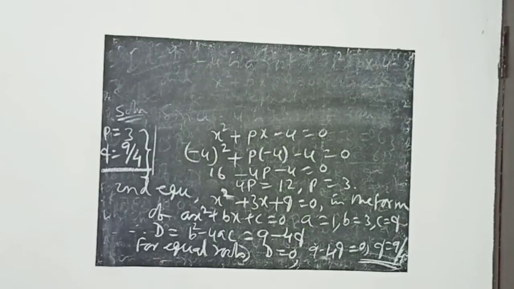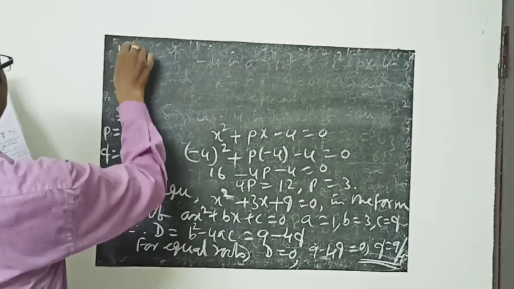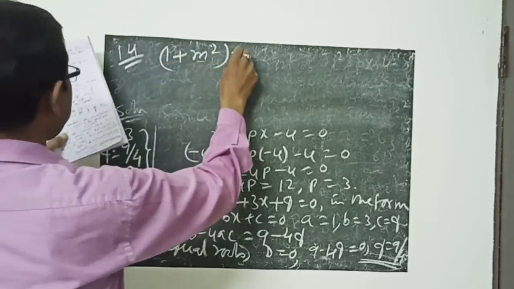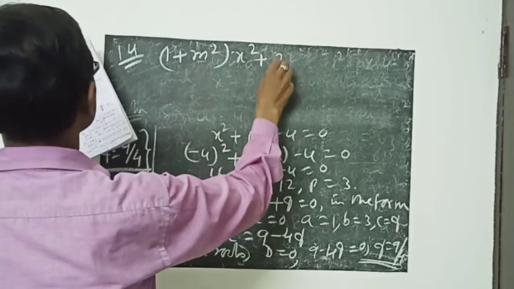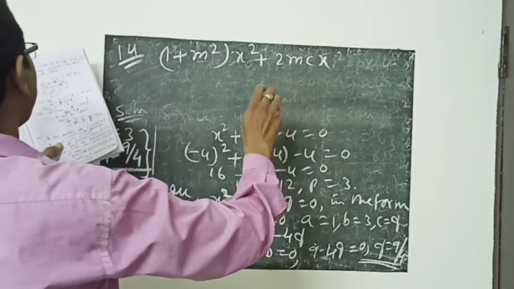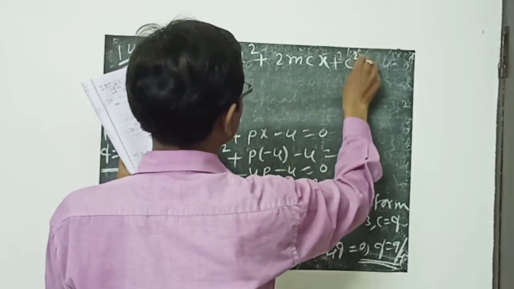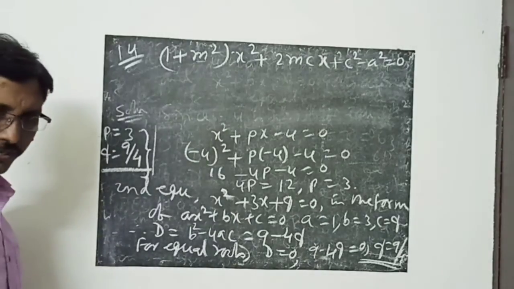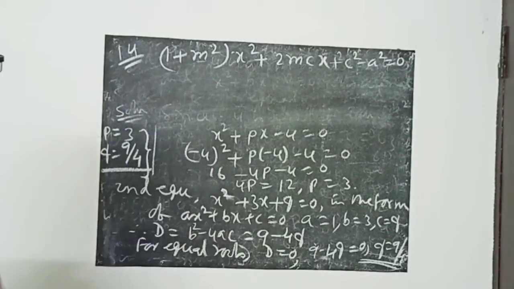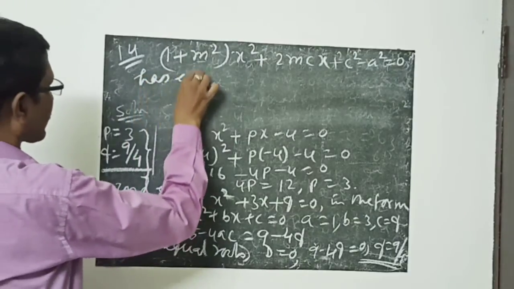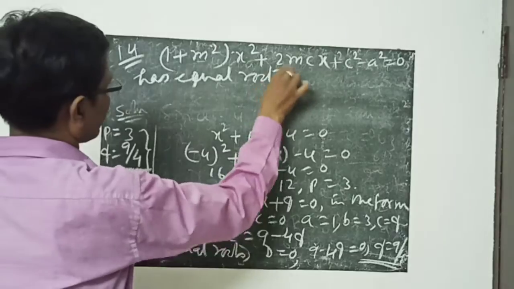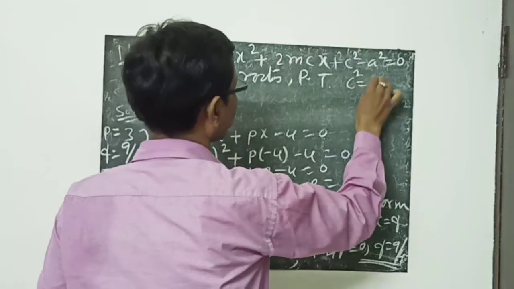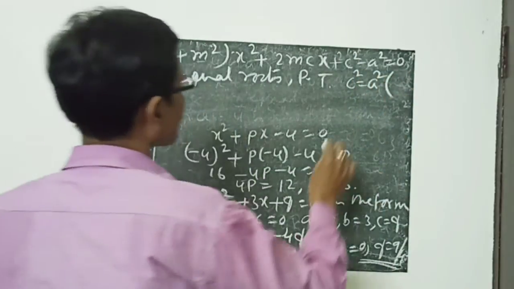For the quadratic equation, I am writing the equation only. The equation (1 plus m square) into x square plus 2mcx plus c square minus a square equal to 0 has equal roots. Then prove that c square equal to a square into (1 plus m square). That is to be proved.